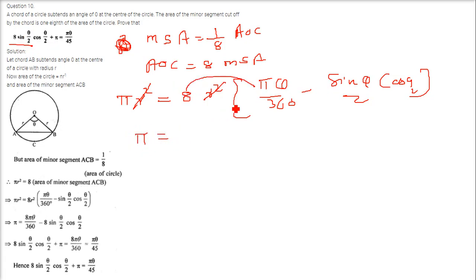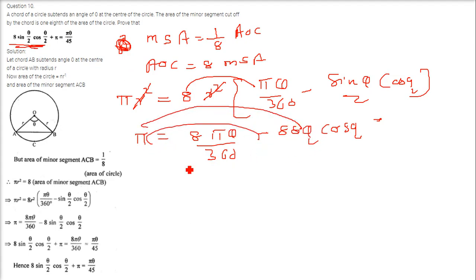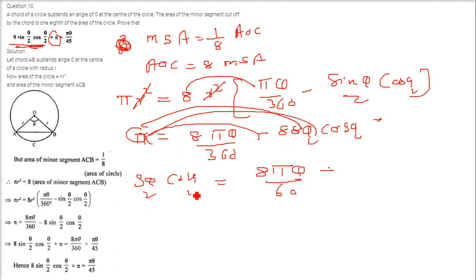So this will be pi equals 8 pi theta by 360, and this 8 goes inside: 8 sine theta by 2 cos theta by 2. Now we need this one on one side, so I'll take the others on the other side. So sine theta by 2 cos theta by 2 will be equal to what? Pi remains here, I'm not bringing it over. I'm just taking this on this side. So I have sine theta by 2 cos theta by 2 plus pi.